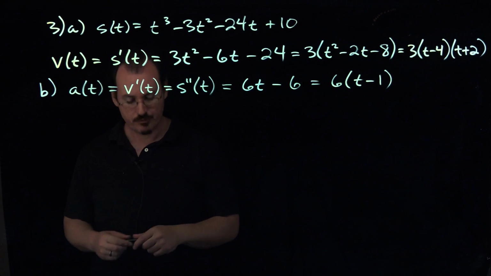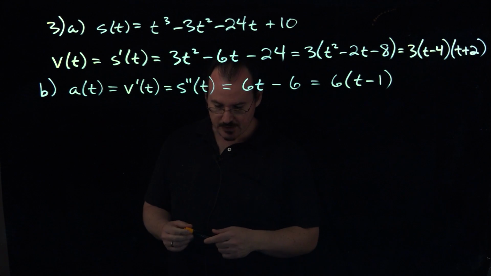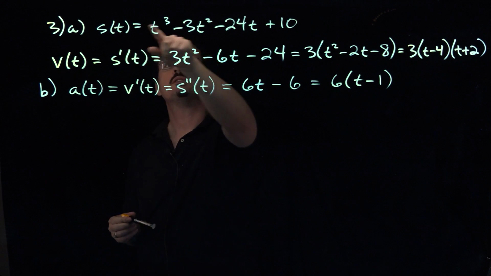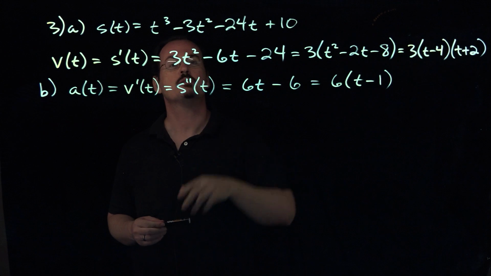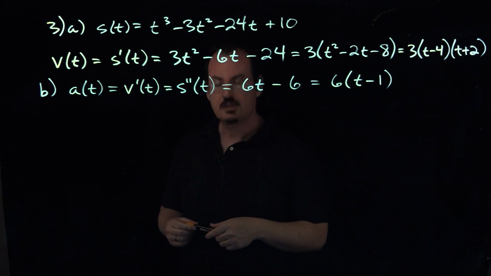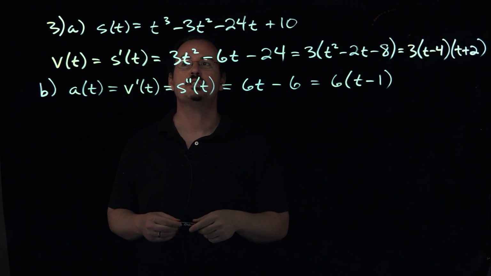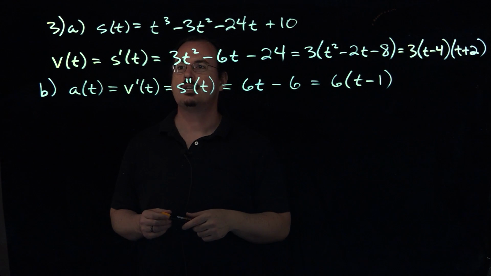Looking at example 3 on section 5.3. So we've got a car that is in motion, and its motion is governed by that formula right there. This is the number of feet away from its starting point at any time t. Okay? So the first thing it asks us to do is to find the velocity of this car.